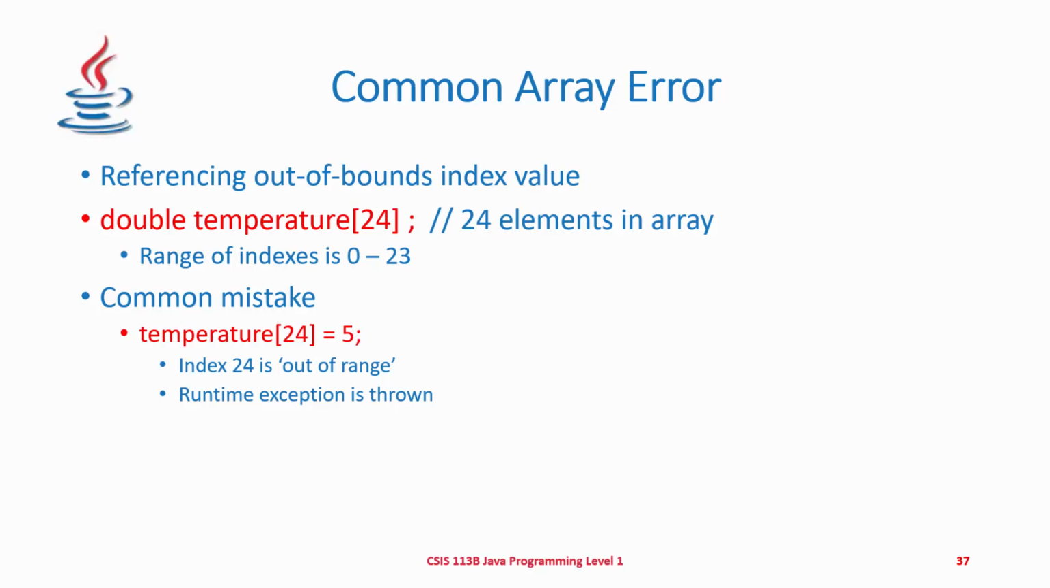So the common mistake is making a reference to your temperature array and calling index 24, and in this case attempting to assign a value of 5 to it. But that's an out-of-range location in the array. So that's when that runtime exception is thrown.